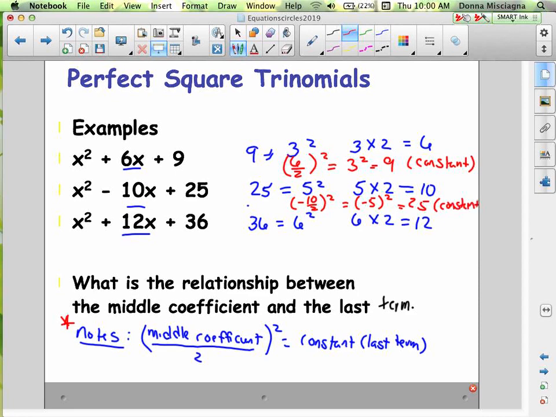All right, let's do it with the last one. Let's take 12 divided by 2 and square it. So 12 divided by 2 is 6, and 6 squared is 36, which is indeed the constant term. So you see that works for all of these.